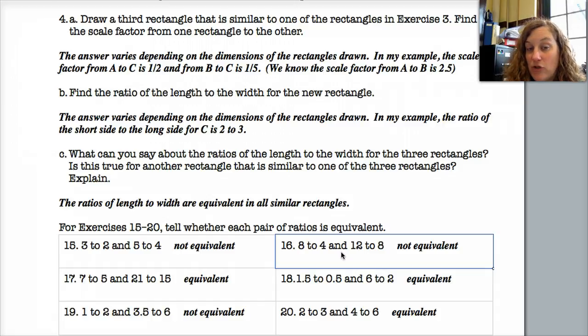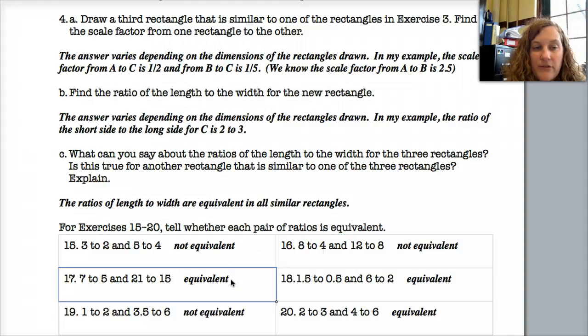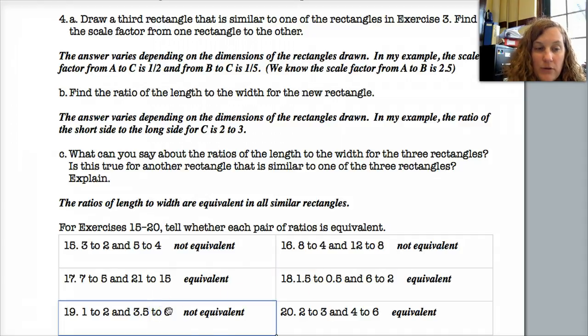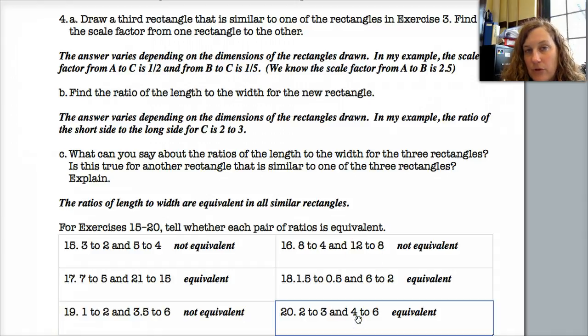8 to 4 and 12 to 8. 8 to 4 is the same as 2, and 12 to 8 is not the same as 2, so no, they're not equivalent. 7 to 5 and 21 to 15: you can simplify 21 to 15 as 7 to 5, so yes, those are equivalent. 1.5 to 0.5 and 6 to 2: yes, those both are equivalent because they simplify to 3 to 1. 1 to 2 and 3.5 to 6 are not equivalent. It would have to be 1 to 2 and 3.5 to 7, or 3 to 6. And 2 to 3 and 4 to 6 are equivalent because 2/3 is equivalent to 4/6.